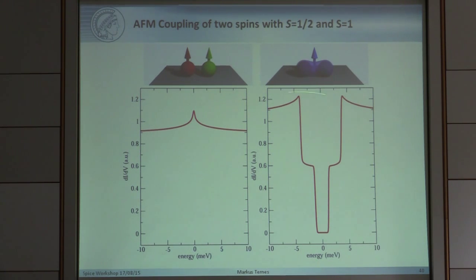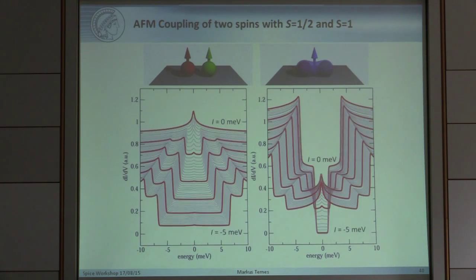So this is my spin half. This is just simulation, right? What happens is that if you couple this antiferromagnetically, you see this peak here, that's the spin half, actually disappears and shows up at the spin one. So somehow you couple this Kondo peak to the high spin system.